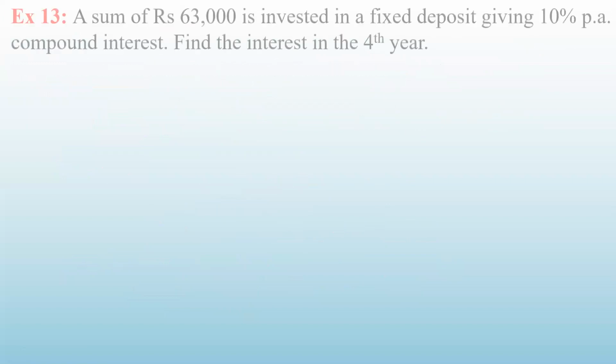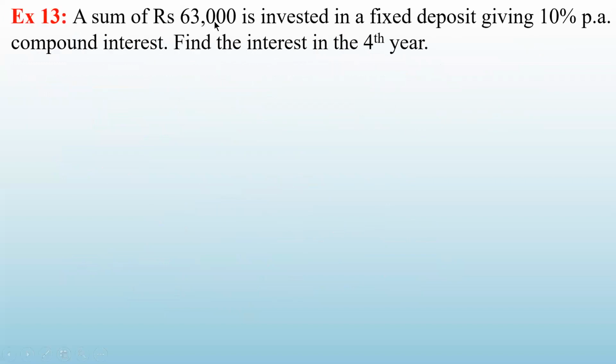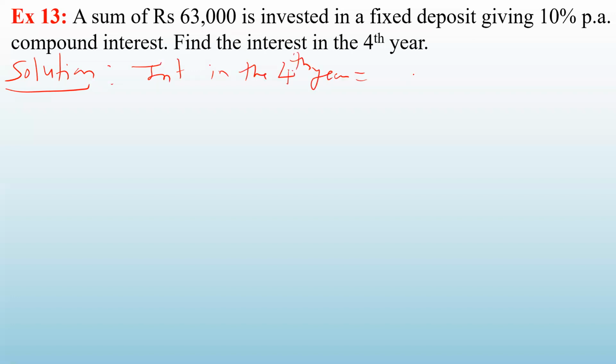One last problem I will take. A sum of rupees 63,000 is invested in a fixed deposit, giving 10% per annum compound interest. Find the interest in the 4th year. This is a very simple problem. And so interest in the 4th year is what? Interest in the 4th year will be equal to interest on amount of third year. Correct?